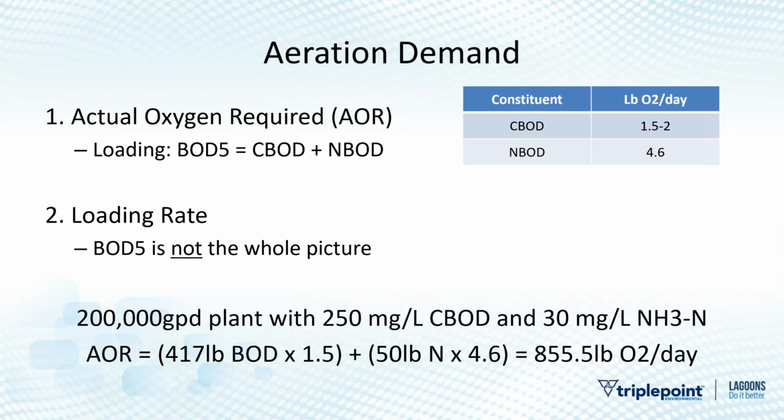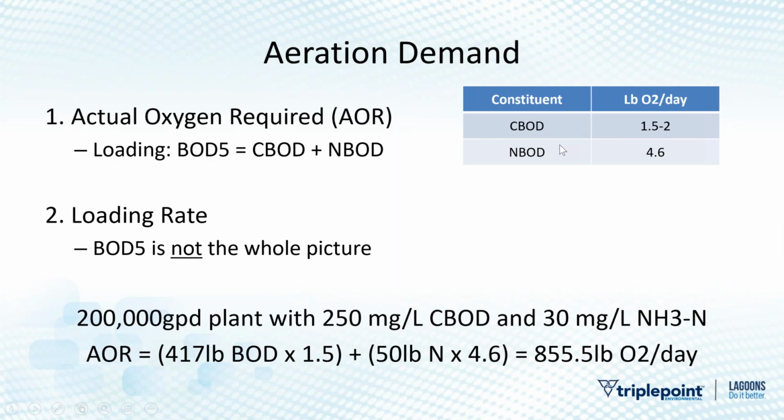BOD5 is actually, you have carbonaceous biological oxygen demand, and you have nitrogen biological oxygen demand, and they have different levels of air demand. So if you look over here, the carbon component of your loading, CBOD, requires 1.5 pounds of oxygen for every pound of BOD that we put in. And this is for every single day. Some states require you to put in as much as 2, but that's not really necessary.